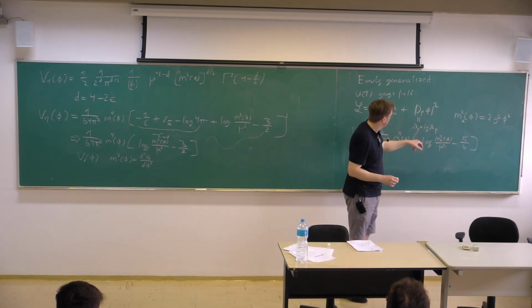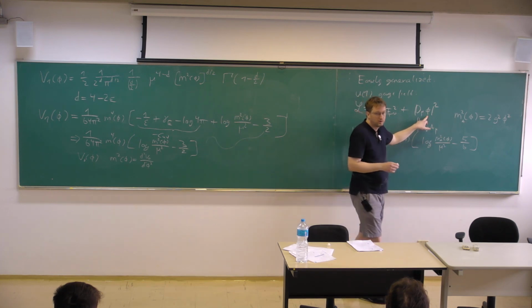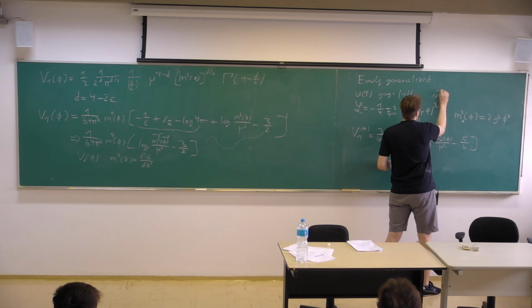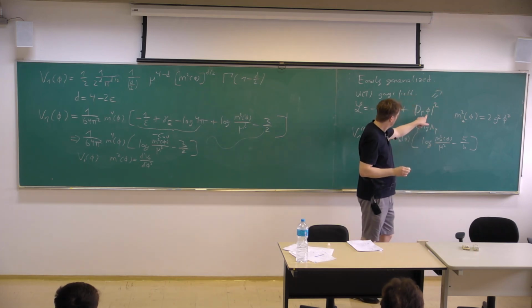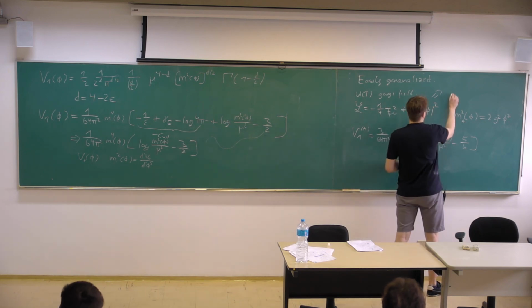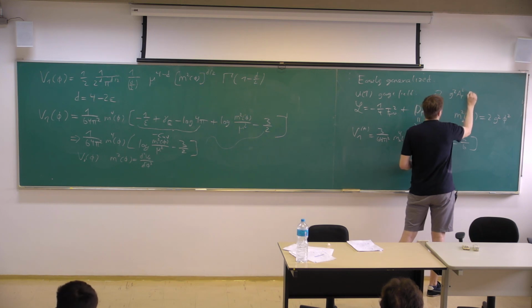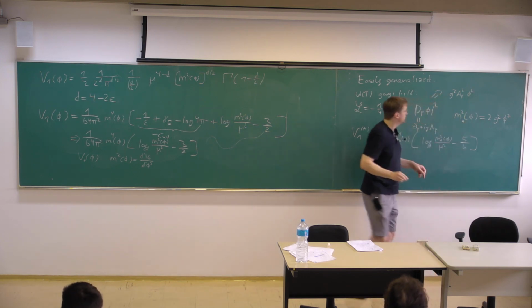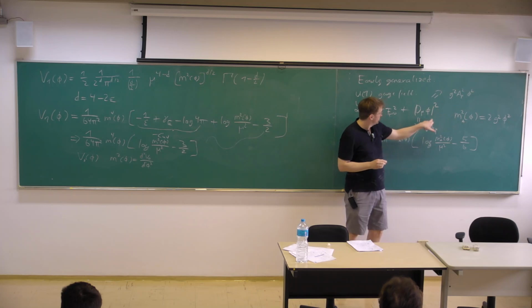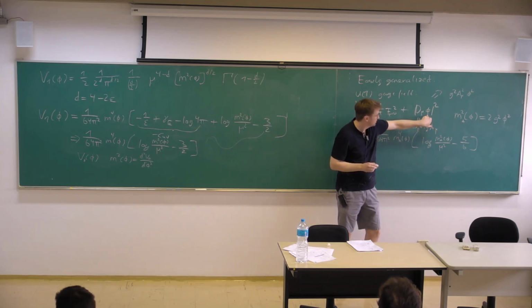You can work it out. If phi now has a background value, some vacuum expectation value, then there are mixed terms, but then there's a phi squared A mu squared term. So I get essentially g squared A mu squared phi squared from this, just this piece squared times this squared.